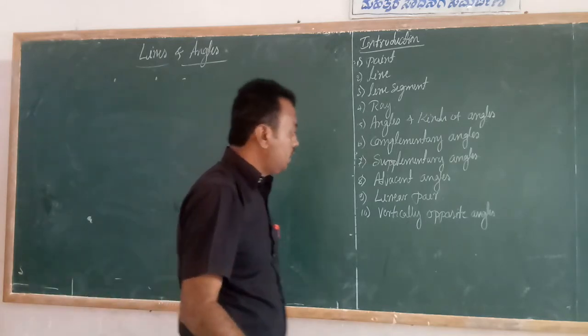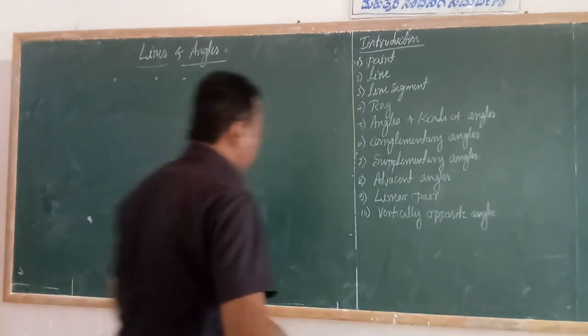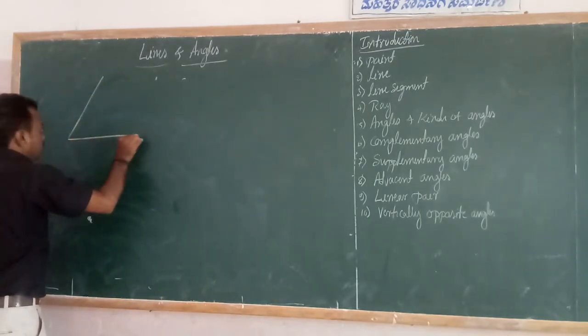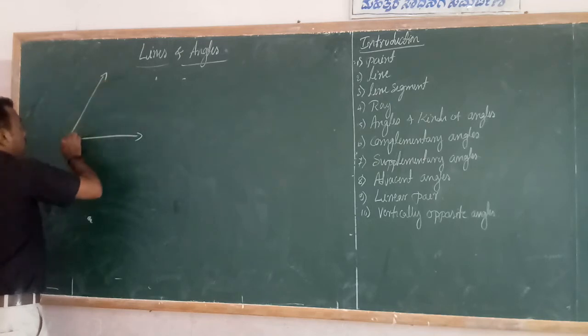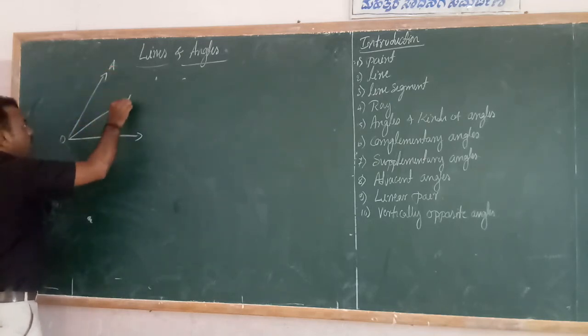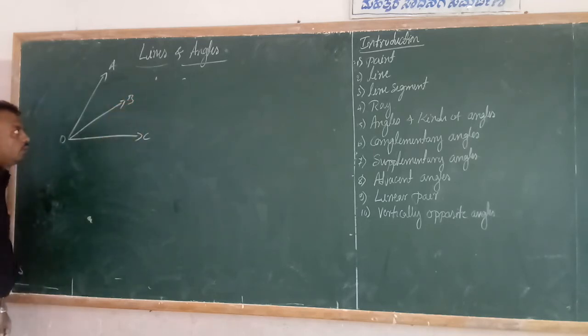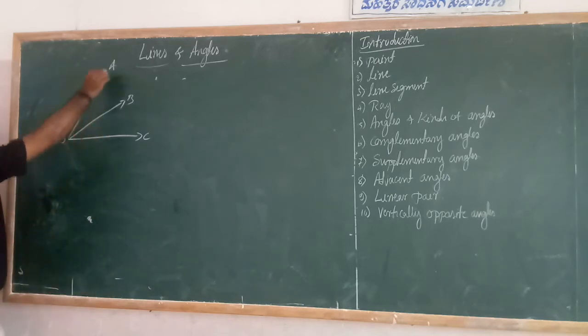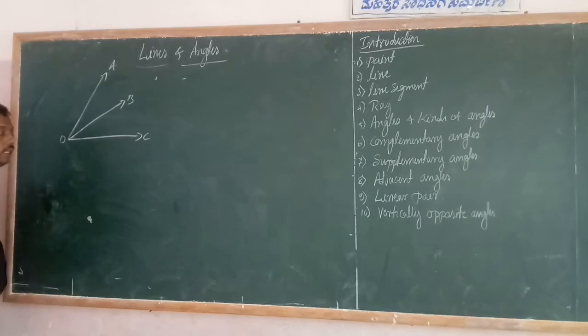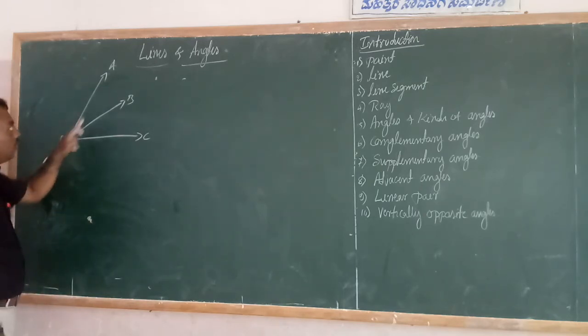Next one, students, adjacent angles. What do you mean by adjacent angles? See, I am taking angles AOB, BOC and AOC. OA, OB and OC are the rays from the vertex O. O is the vertex of the angles AOB, BOC and AOC.